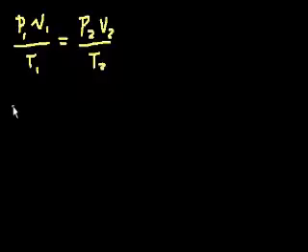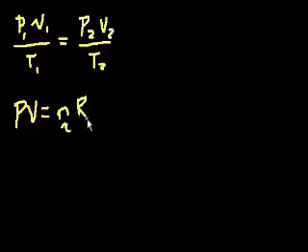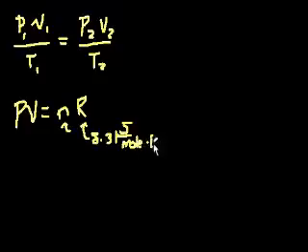And the other thing you should remember is that pressure times volume is equal to N, where N is the number of moles, right? Mole is like a number like dozen, but mole is a huge number, 6 times 10 to the 23, times R. R is the universal gas constant. That's 8.31 joules per mole Kelvin, times the temperature. And remember, just to be safe, always convert to Kelvin first.